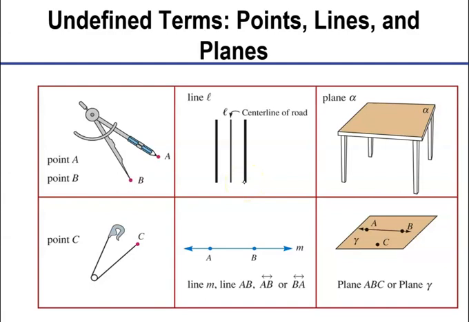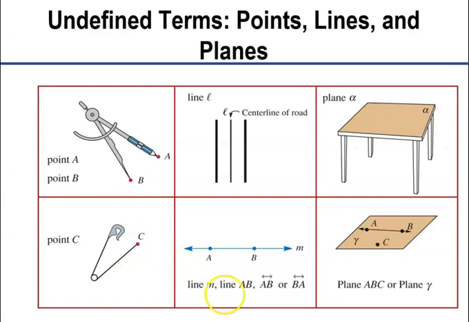And then you have a plane. So think about a plane as, say, a piece of paper, or they have a tabletop here to represent the plane. This is plane alpha. Notice they're using Greek letters here. Yeah, point C, I love this. They put a safety pin here to point out the point C. Again, a point doesn't take up any space at all. It's just a single dot, just a point.